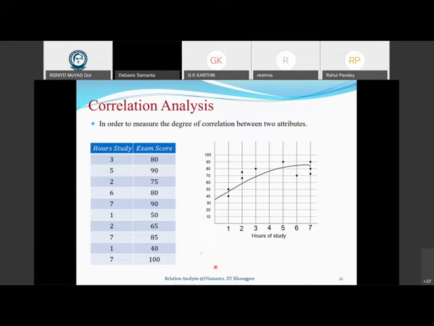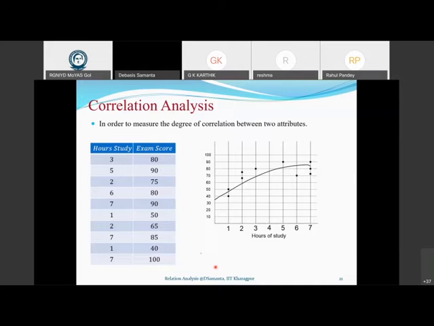So there are 10 students, for example, and for these 10 students we have collected data on how many hours they studied a day, and what exam score they secured. So this is the information, and using a simple plot of hours of study versus score, we get some points, shown here as black dots, and then we draw a line passing through all the points.